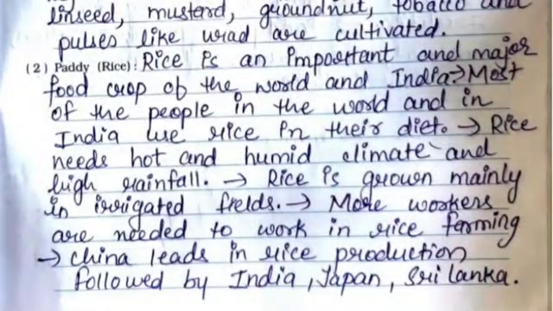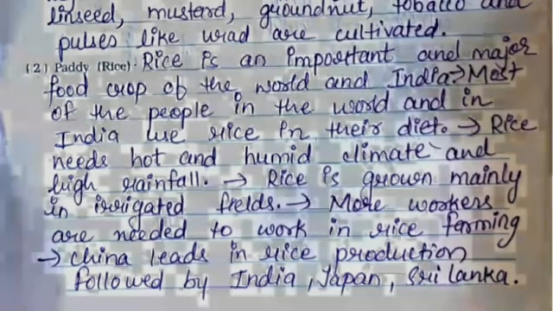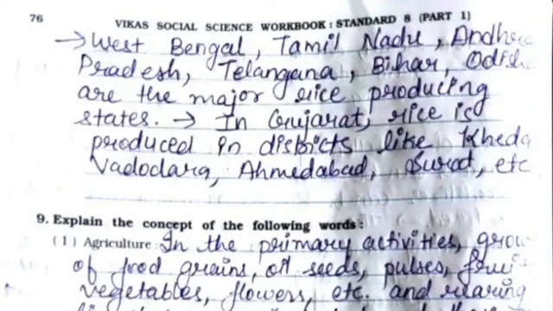Second one is paddy, that is rice. Rice is an important and major food crop of the world and India. Most of the people in the world and in India use rice in their diet. Rice needs hot and humid climate and high rainfall. Rice is grown mainly in irrigated fields. More workers are needed in rice farming. China leads in rice production, followed by India, Japan, Sri Lanka. West Bengal, Tamil Nadu, Andhra Pradesh, Telangana, Bihar, Odisha are the major rice producing states. In Gujarat, rice is produced in districts like Kheda, Vadodara, Ahmedabad, Surat, etc.